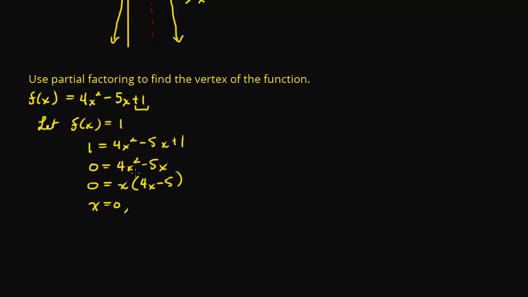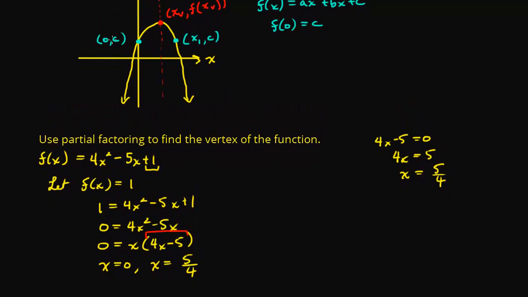Now the other possibility is that 4x − 5 is equal to 0. If 4x − 5 is equal to 0, then x would be equal to 5/4. If you're not sure why that's true, solve the equation 4x − 5 = 0. You can add 5 to both sides of the equation, so you get 4x = 5, and divide both sides by 4, so you get x = 5/4. So the two solutions are x = 0 and x = 5/4. Those are the 2 x values with a y value of 1. So we have the points on this parabola that I've got up here. This point would be (0, 1), and this other corresponding point would be (5/4, 1), because I let y be equal to 1 and then solved for the corresponding values of x.